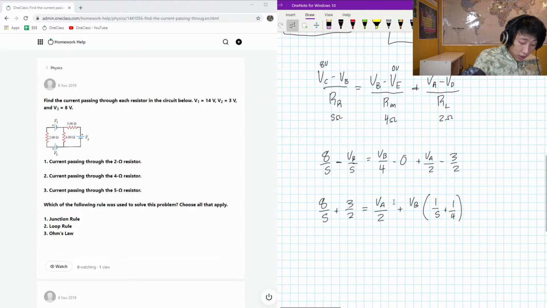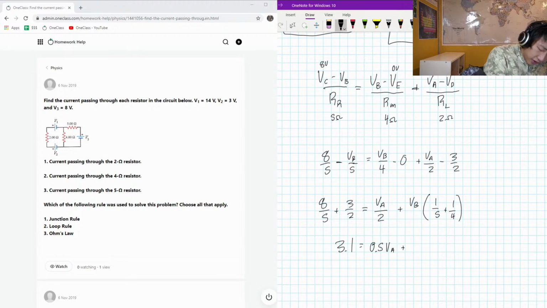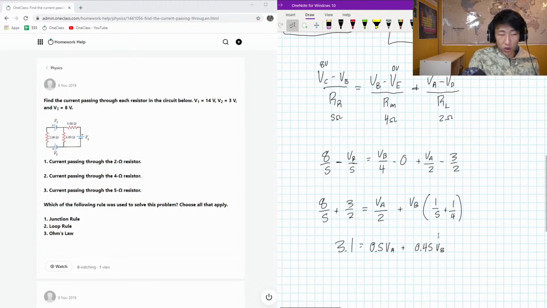Cool. To simplify this a little more, 8 over 5 is 1.6 plus 1.5, that's 3.1, equal to VA over 2, so that's 0.5 VA, plus 1/5 plus 1/4, that's 0.45, 0.45 VB. Okay, that's cool and all. We have 1 equation, 2 unknowns.